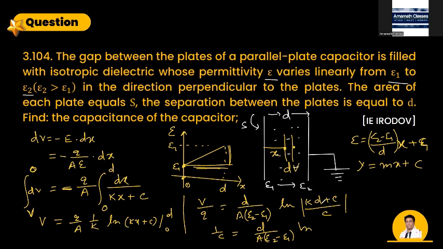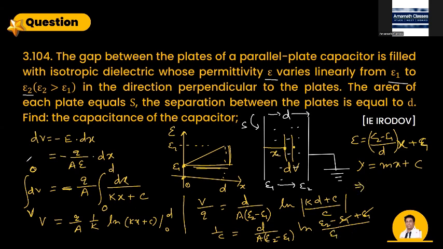Now if you put the values, you are going to get ln of k2 by k1 like that. Anyway, let me put it. What is k? K is epsilon 2 minus epsilon 1 by d. So epsilon 2 minus epsilon 1 divided by d, into d, cancels, and plus c, which is plus epsilon 1. So epsilon 1 is already there, and c is epsilon 1 only, as I told you. So it means ln epsilon 2 by epsilon 1 only.